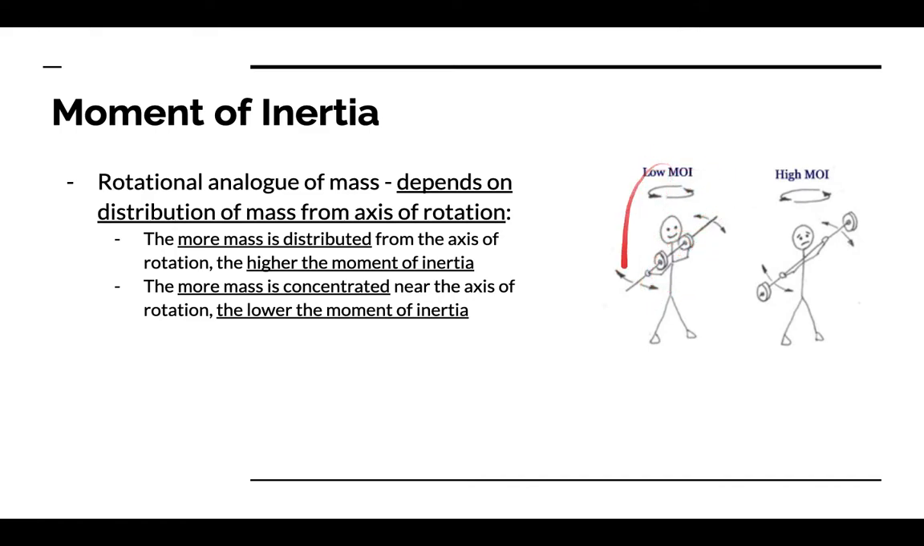We have a lower moment of inertia, so our person has the mass concentrated closer to the axis of rotation, so our person has a lower moment of inertia.